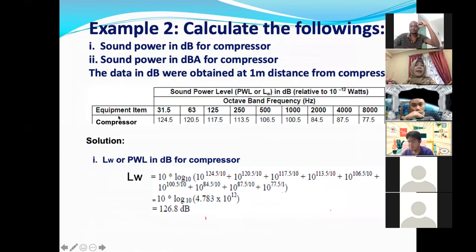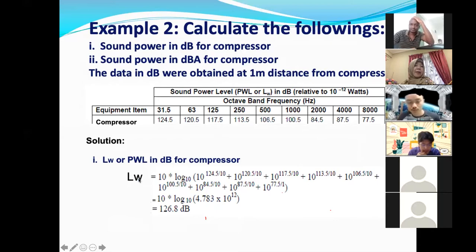Let's see the example, because this is important. Let's say we go to the construction site and we measure a compressor. You measure with the meter in dB, and this is the data you get. This is all the reading in dB. So the question here is, what is the sound power in dB?